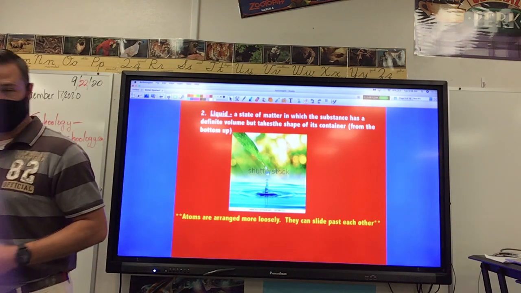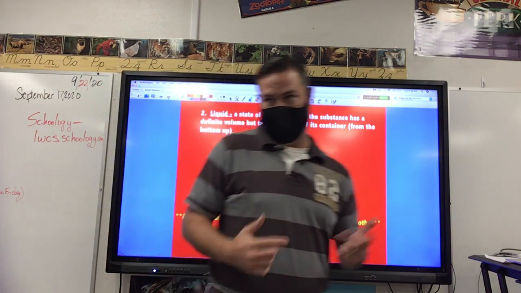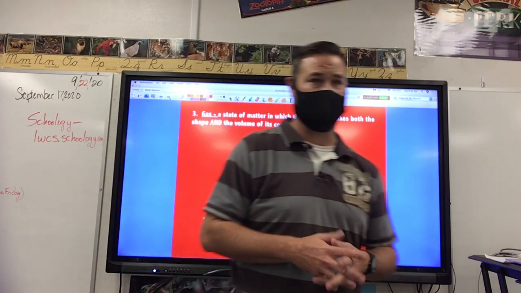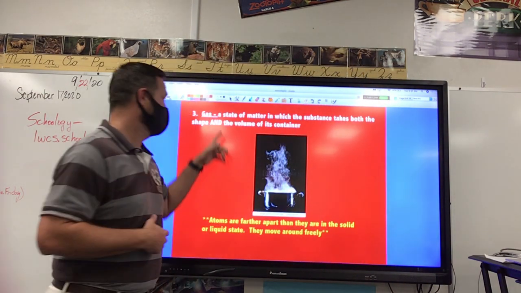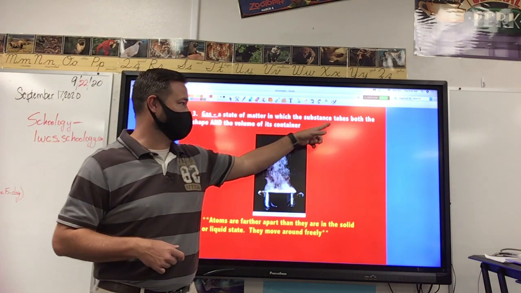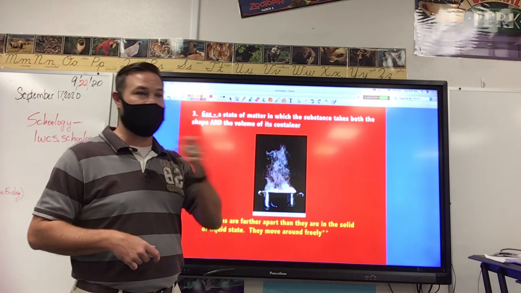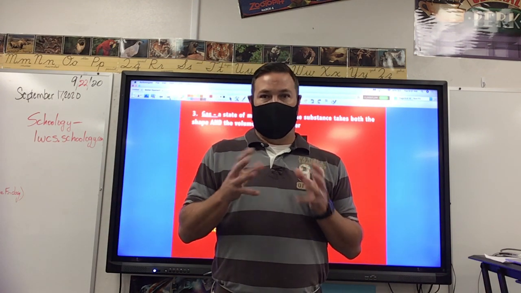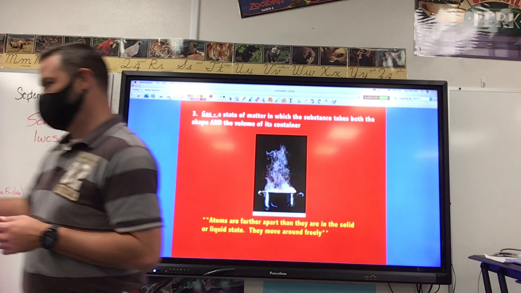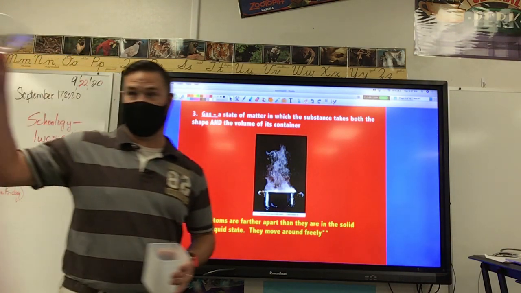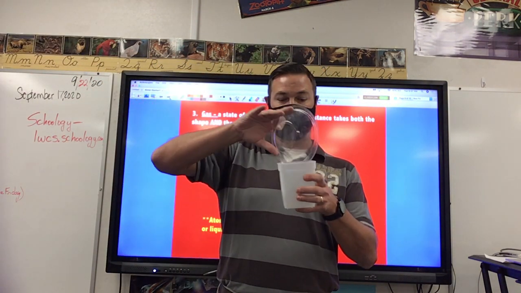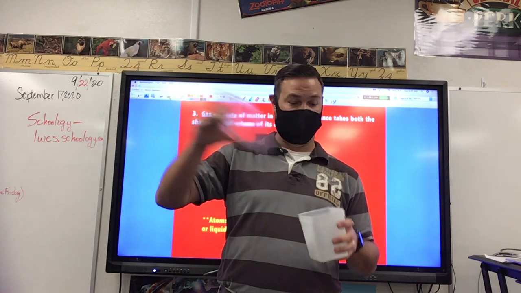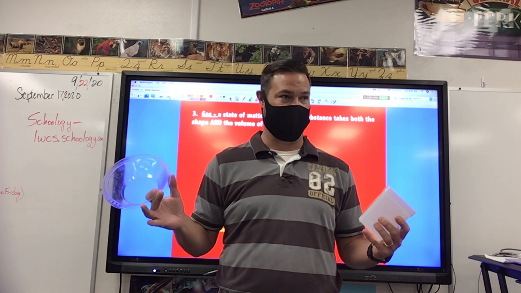Okay. We have a solid, we have liquids, and then the last one is the crazy one. These are gases, okay? A gas is a state of matter in which the substance takes both the shape and the volume of the container, okay? If I were to take the air that's in this cup or this bowl, and I poured it into this cup here, however much is in here goes in here and it fills up the whole container.